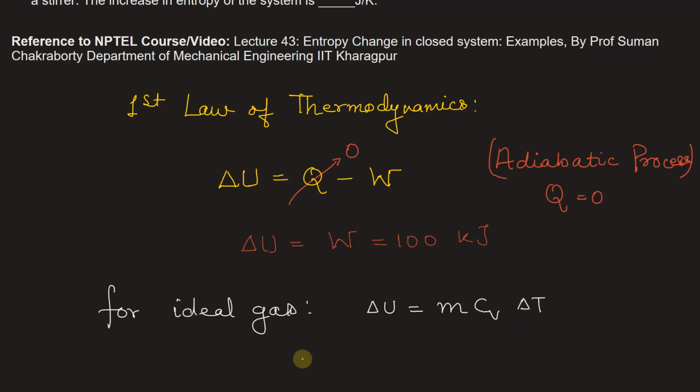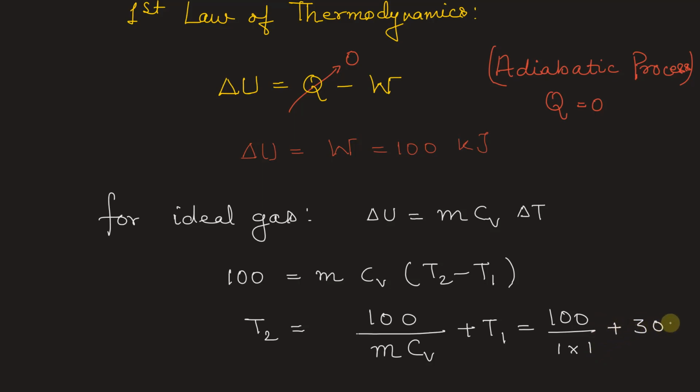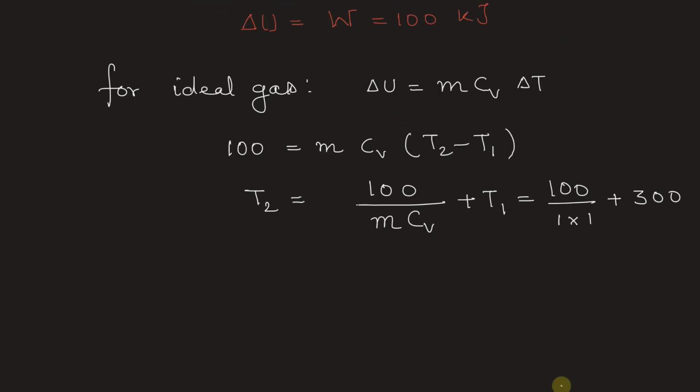Now let's say the adiabatic process takes place from state 1 to state 2. So we can write delta U, which we have already found is 100 kilojoule, will be equal to mCV into delta T, so it will be T2 minus T1. From here we can find T2 is equal to 100 divided by mCV plus T1. So this will be 100 divided by m, that is 1, and Cv is also 1, plus T1, the initial temperature, which is given as 300 Kelvin. Therefore, we got the value of T2 is equal to 400 Kelvin.